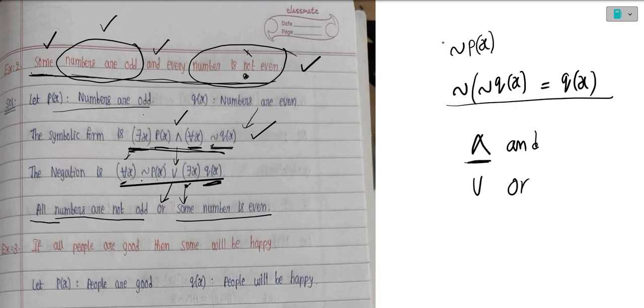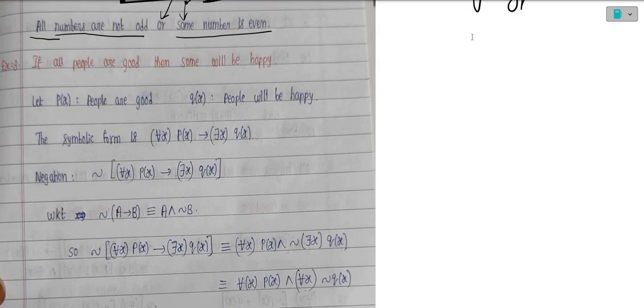Negation of q of x is q of x. Now we convert this into a sentence. Some becomes all numbers. Y becomes, here for all is there. All numbers are not odd. Why not? Here negation is there. Or there exist is replaced with some numbers. Number is even. So we move on to the third one.